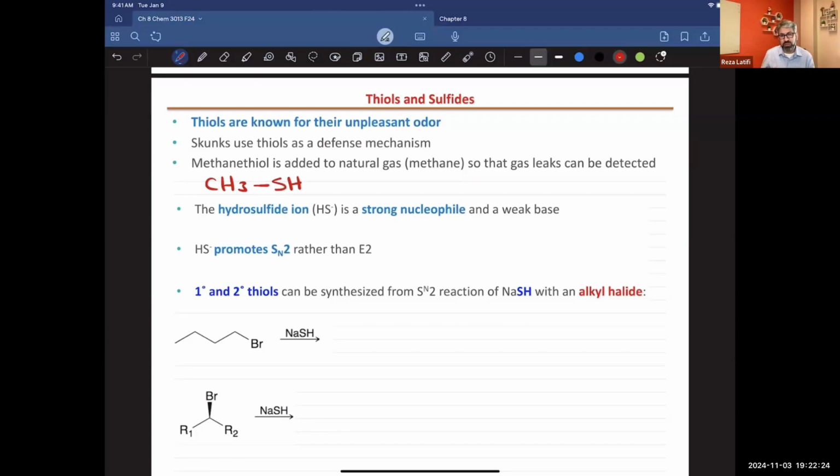The methane by itself doesn't have much smell. In order to figure out whether there is a leakage or not, or to find that leakage more easily, we add the sulfur compound to it, so it will be easy to track.